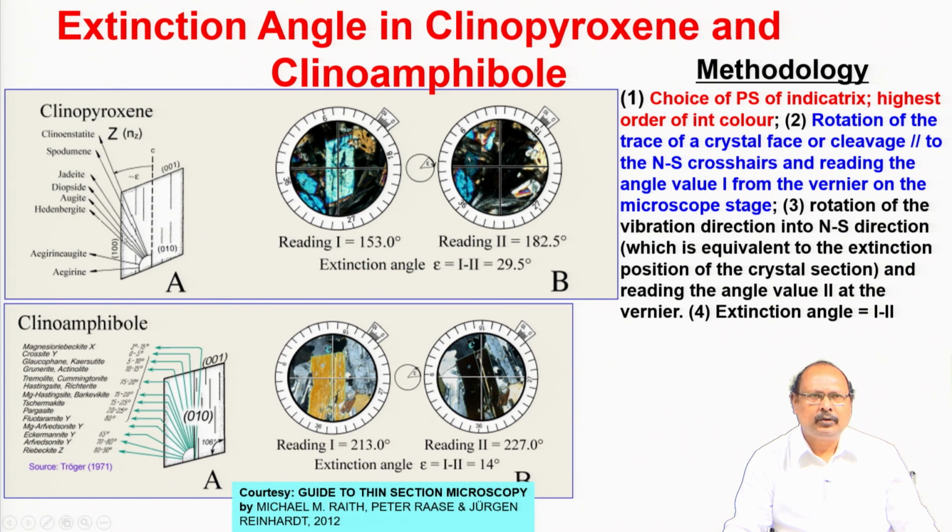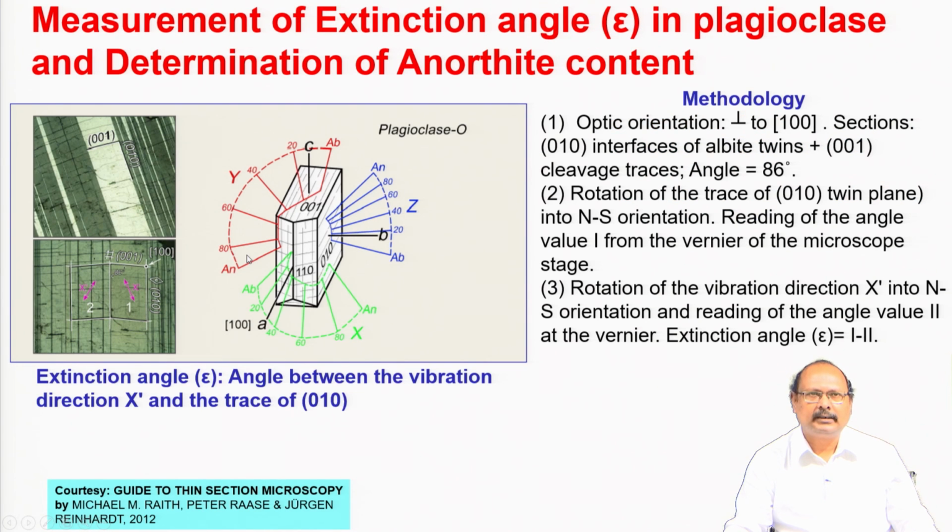And clinopyroxene shows a large variation of inclined extinction. Generally, it is of the order of around 40 to 50 degrees, but for some species of clinopyroxene, it can exceed that. In the same way, clinoamphiboles also show inclined extinction, but generally the extinction angle is of the order of 10s to 20s of degrees, which is much lower than that of clinopyroxene.